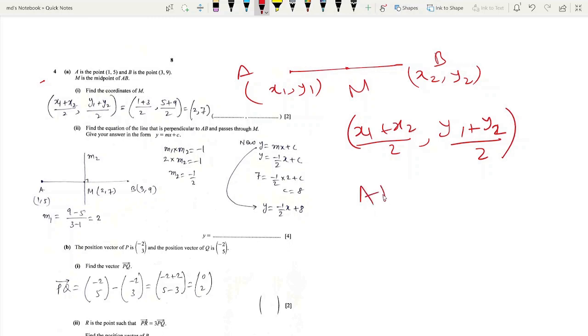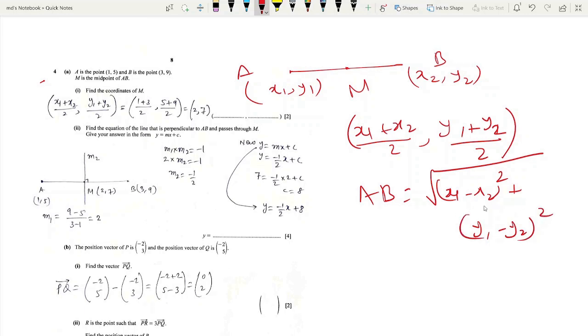And if I am explaining, then I can explain this formula also: the distance formula, which is x1 minus x2 whole squared plus y1 minus y2 whole squared. I have used this formula in some of the questions. Okay, by the way, we are here. Find the coordinates of M. So 1 plus 3 over 2 and 5 plus 9 over 2. So that is (2, 7).